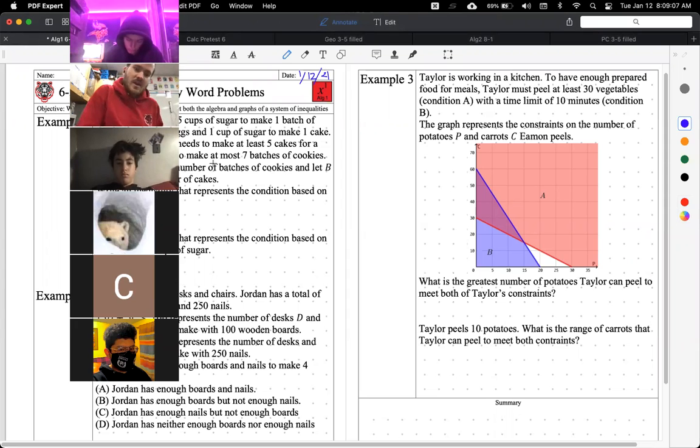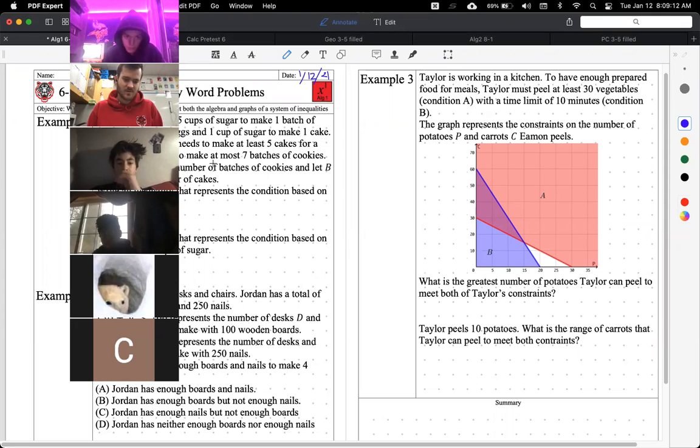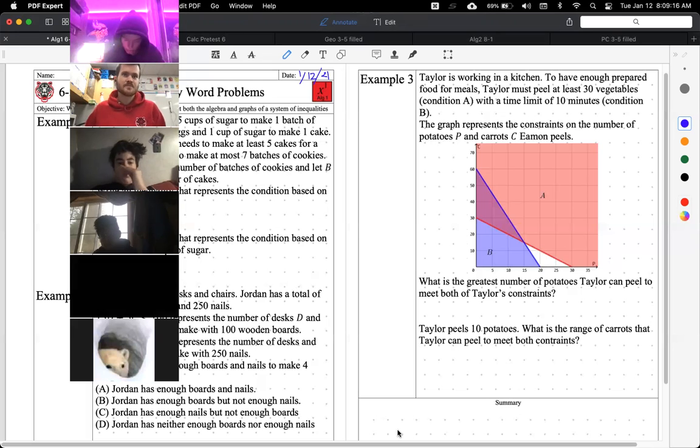If everyone can have their cameras on, I'd really appreciate it. Unless you want to send me a private text message, whatever, somehow let me know if there's a problem with your internet or camera. Otherwise, I have to take off points for your behavior grid.